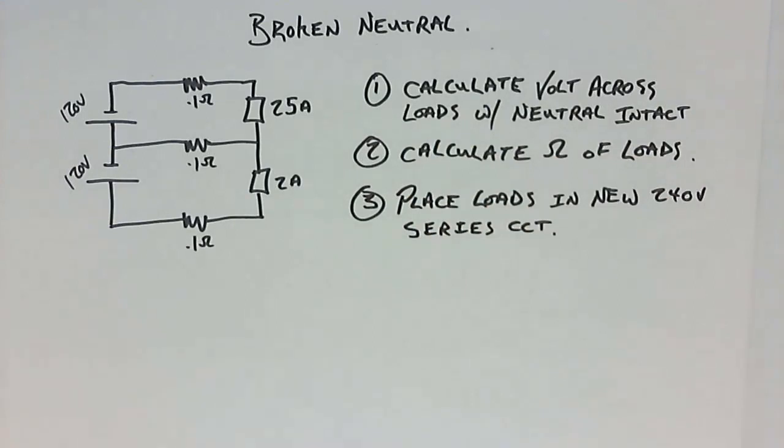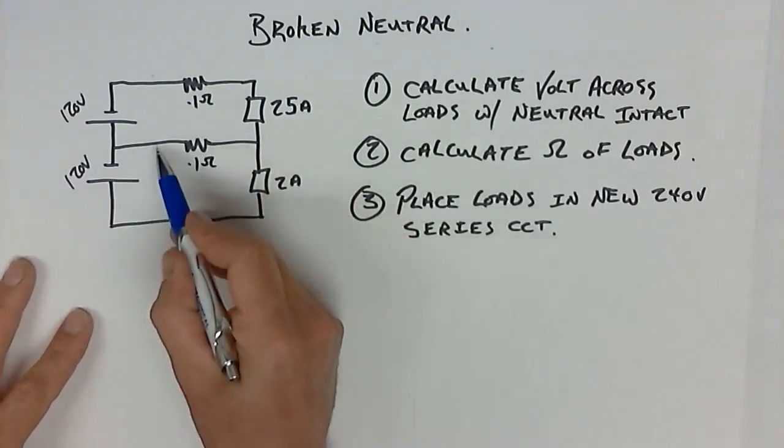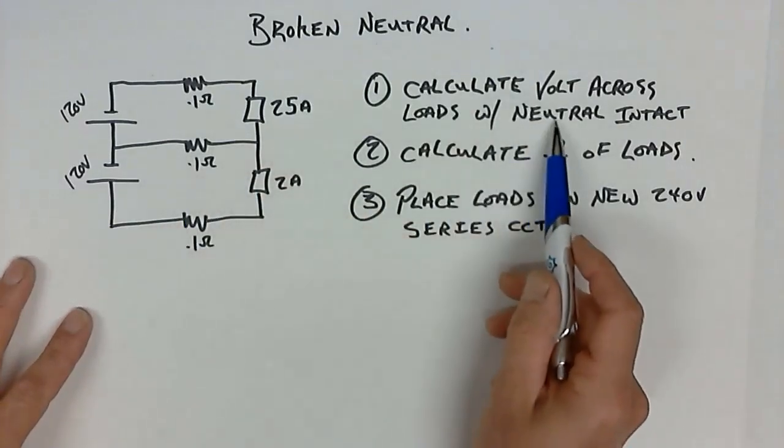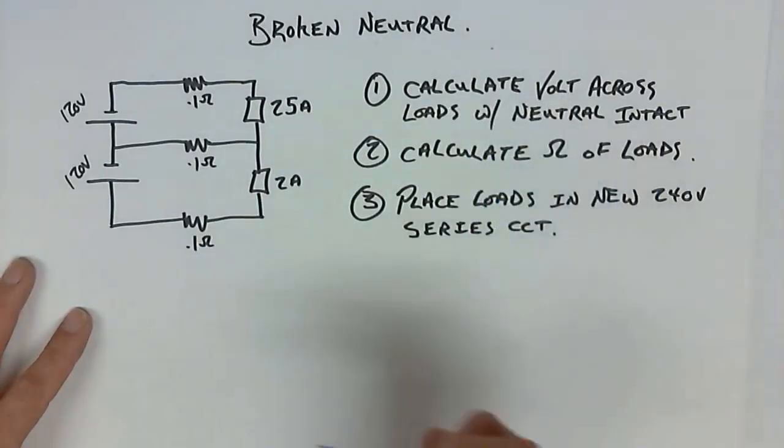So very quickly, let's go through the process. What are we going to need to do? We already know the process required if we want to calculate the voltages across the loads in an intact 3-wire system. In this one here, we're going to break the neutral, but the first step is to calculate the volts across the loads with the neutral intact.